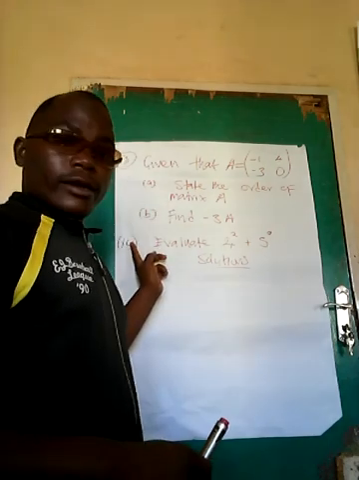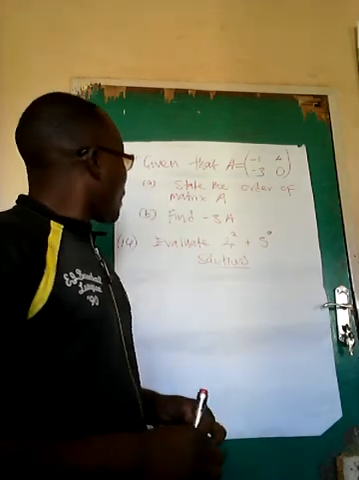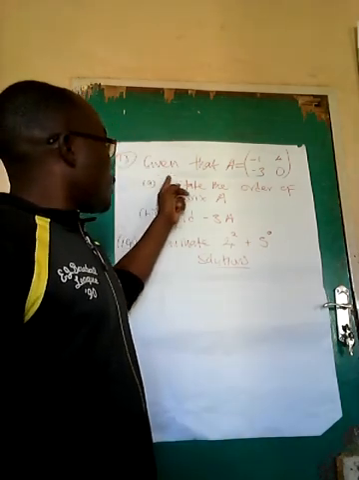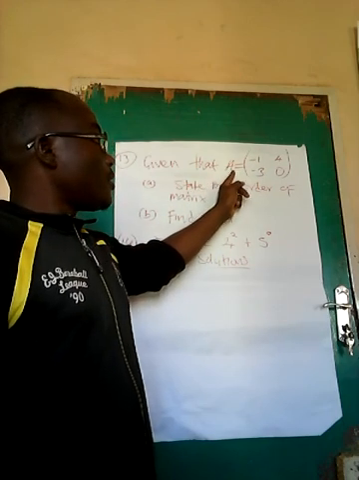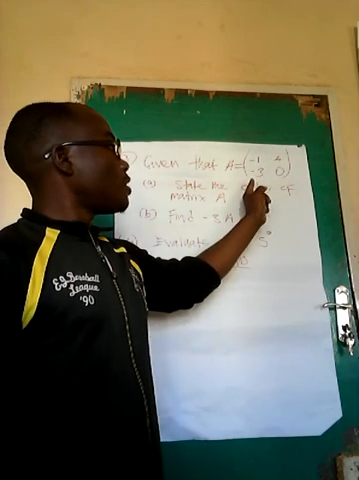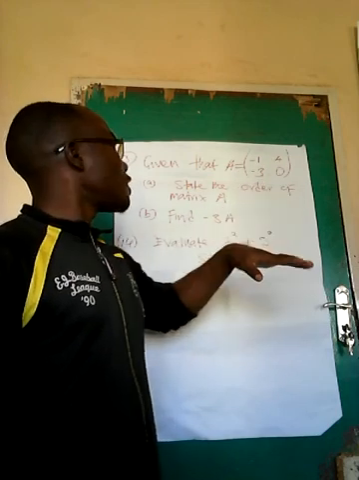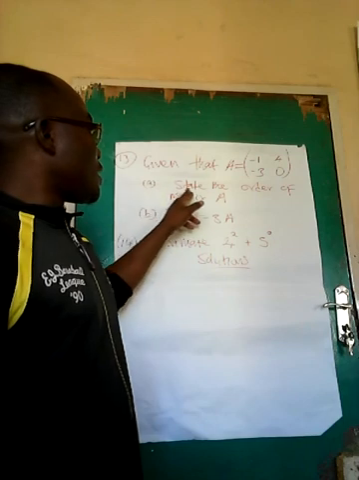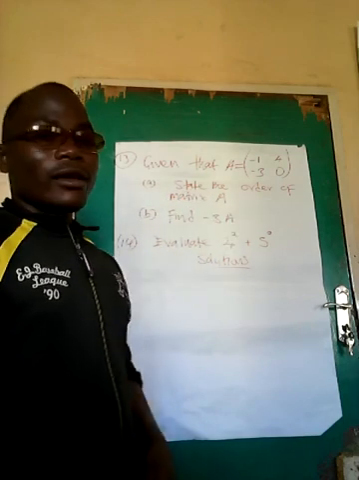Question 13 and 14, we'll tackle them together. Okay, so question 13 is saying, given that matrix A is equal to, the first row has the numbers -1 and 4, the second row has -3 and 0. The first question is saying, state the order of matrix A.